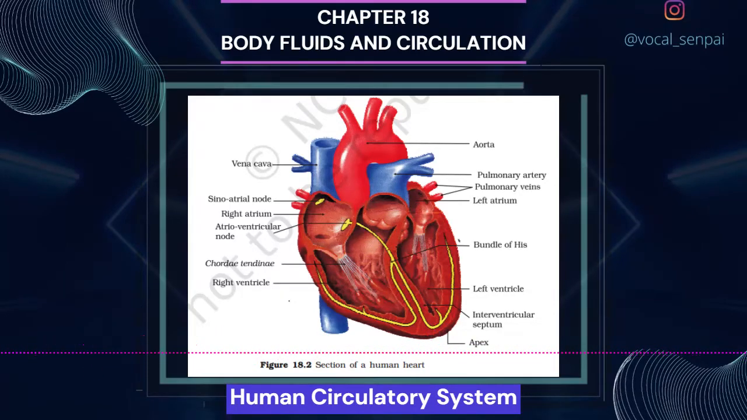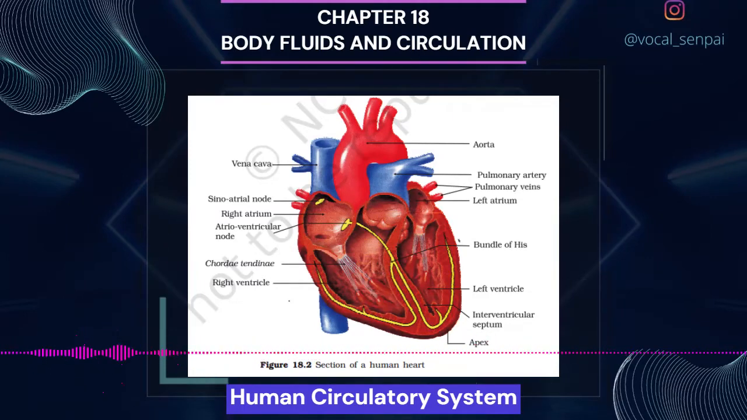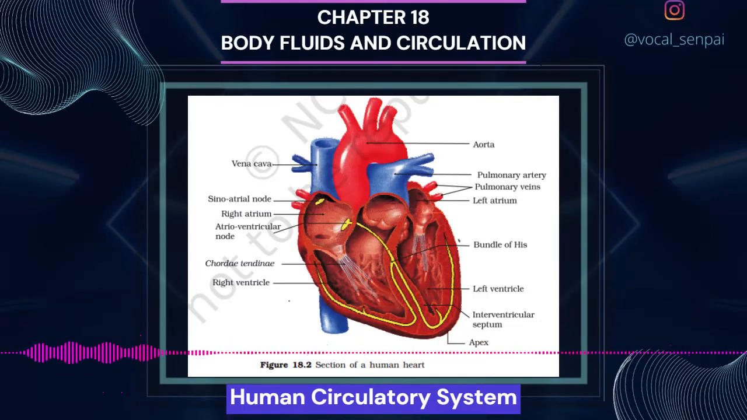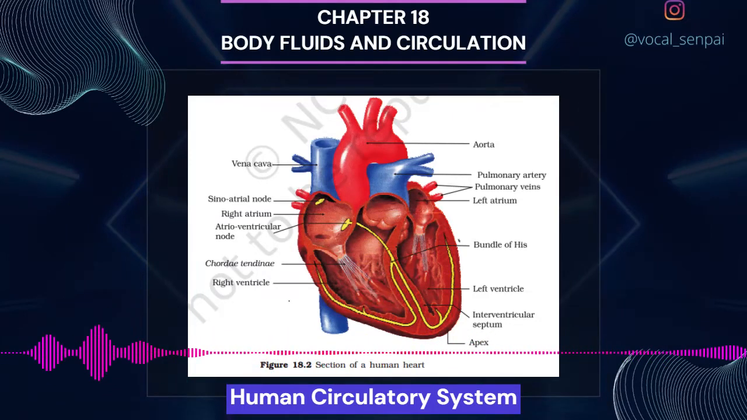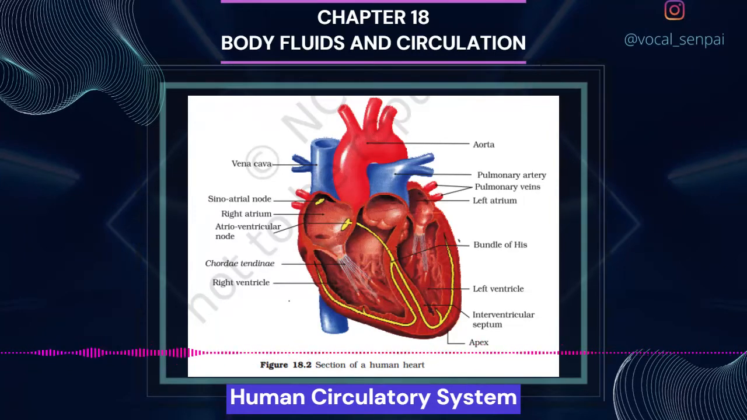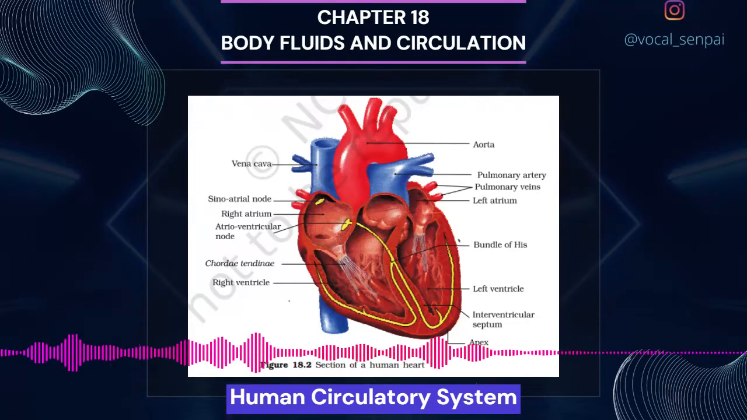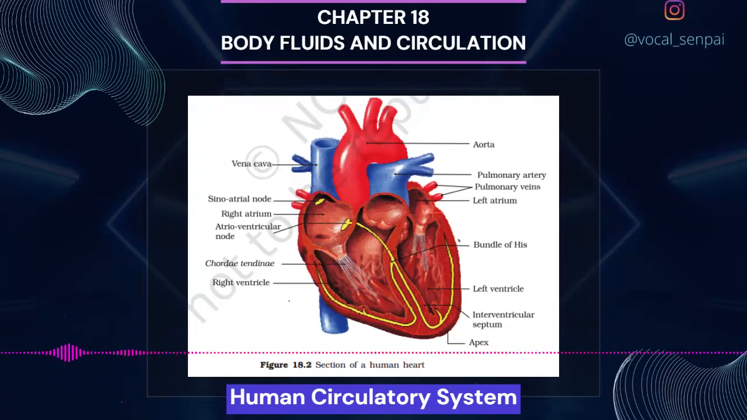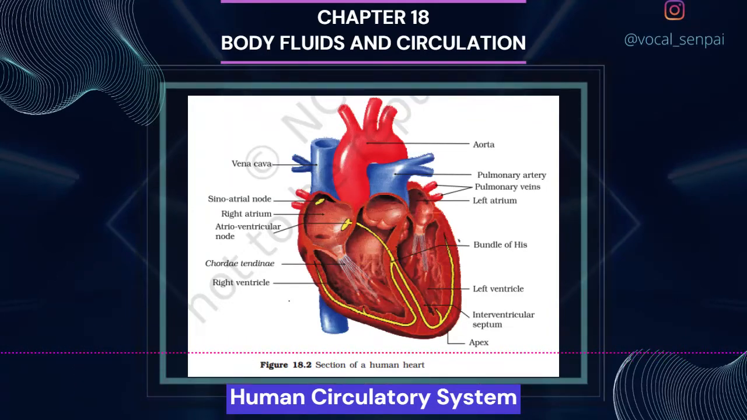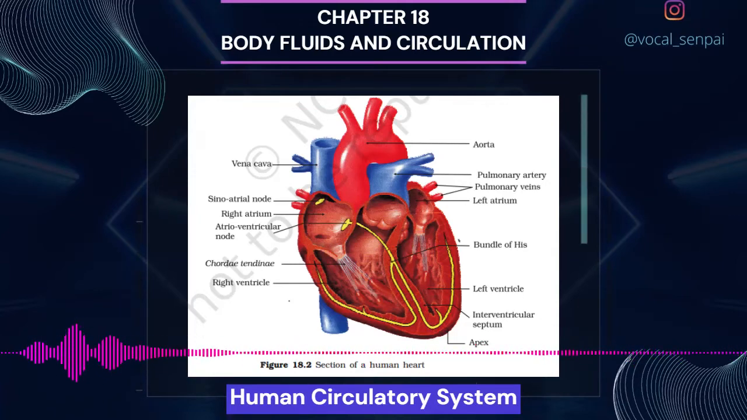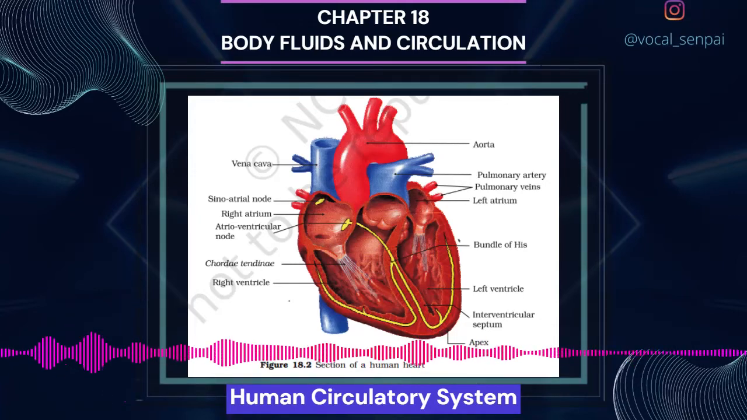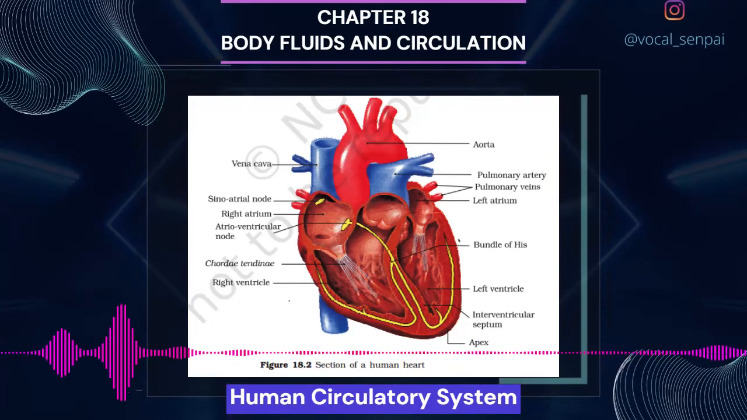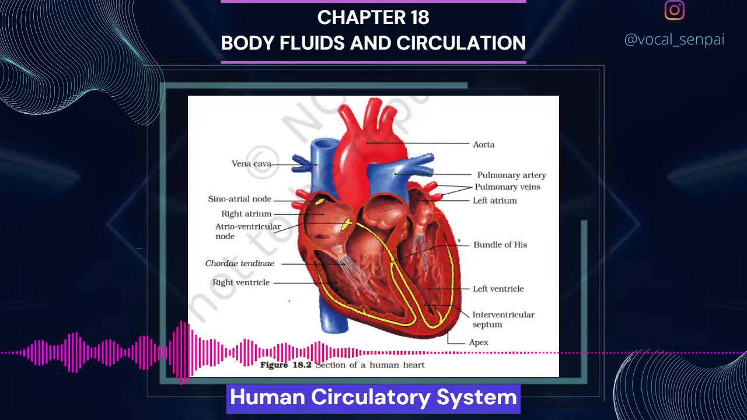However, each of these septa is provided with an opening through which the two chambers of the same side are connected. The opening between the right atrium and the right ventricle is guarded by a valve formed of three muscular flaps or cusps, the tricuspid valve, whereas a bicuspid or mitral valve guards the opening between the left atrium and the left ventricle. The openings of the right and the left ventricles into the pulmonary artery and the aorta respectively are provided with the semilunar valves.